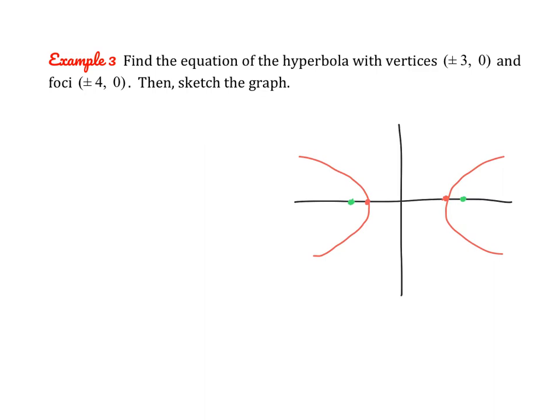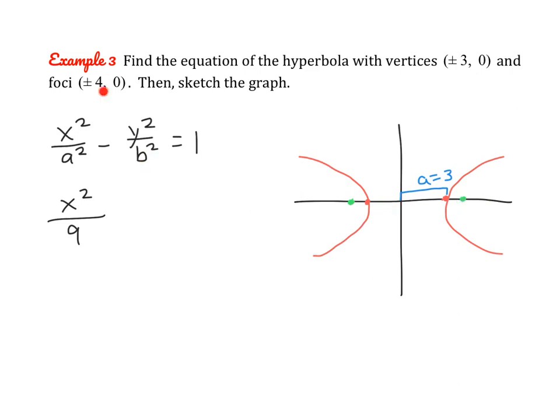So since it is a horizontal hyperbola, it's going to be x squared over a squared minus y squared over b squared equals 1. So we need to find a and b to finish the equation. Well, we know that a is always this distance from the center to your vertex. So we can fill that in. So again, in this case, a is equal to 3 because that's where our vertex is. So a squared in the equation will actually say 9. But then we still need to find our b value.